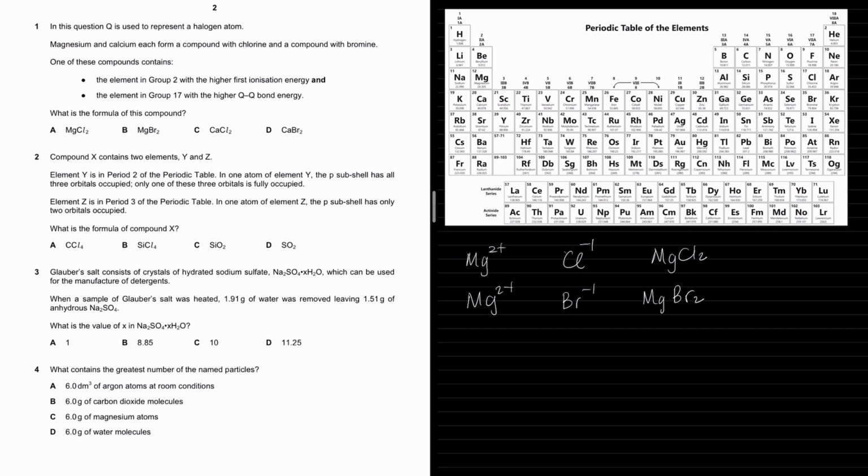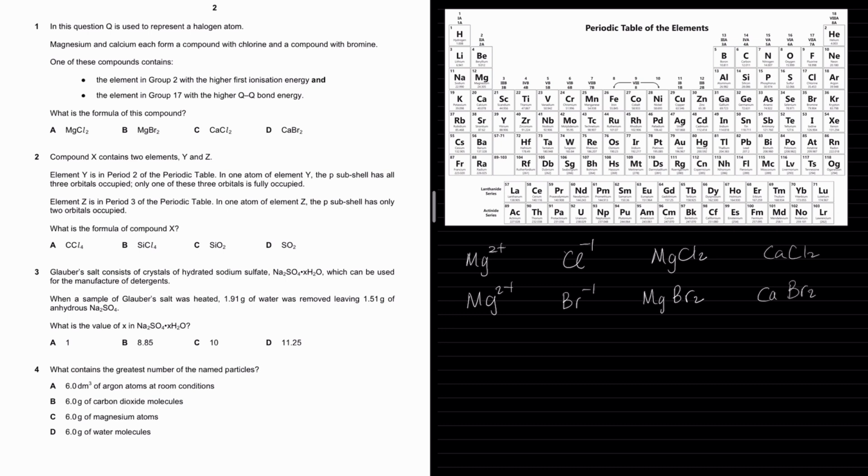MgBr2. Now if I do the same thing for calcium, the calcium compounds are going to be CaCl2, since calcium and magnesium are in the same group. So the charges will be the same, and the only thing we're changing is the magnesium for the calcium. And here is going to be CaCl2, CaBr2. Okay, so these are my 4 options.